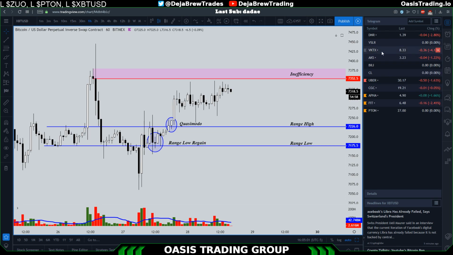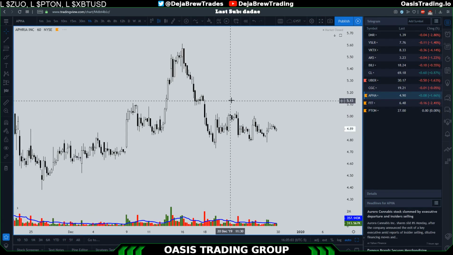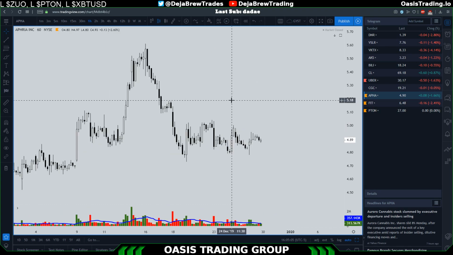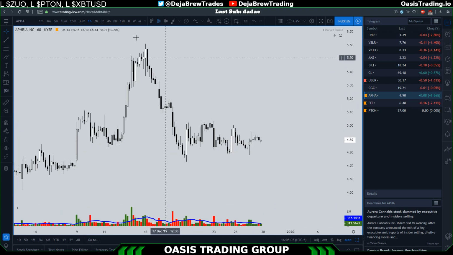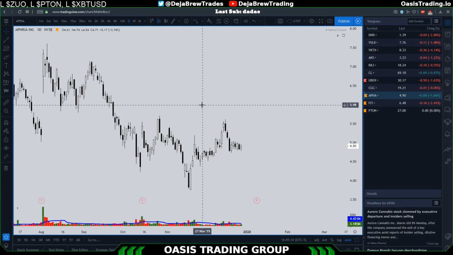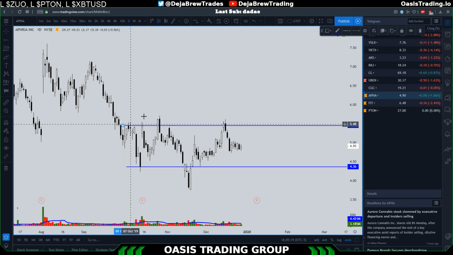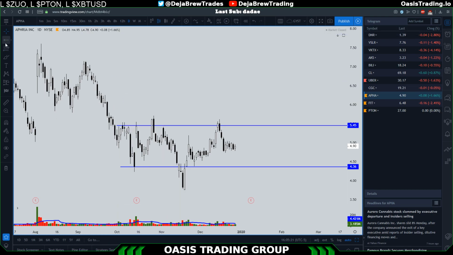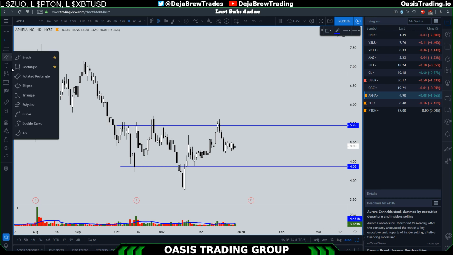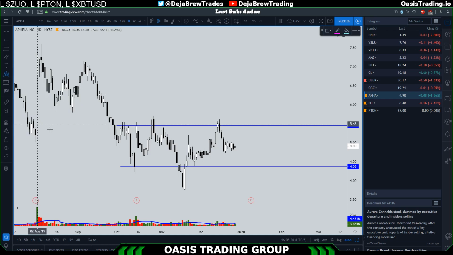Let's take a look at some of our stocks that we have playing. This inverse head and shoulders is so clean on APHA. Where is that tool? Here it is.